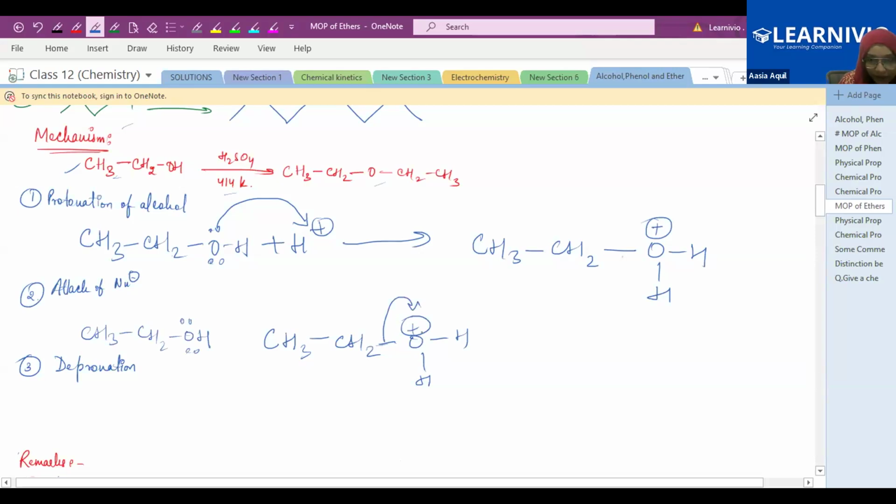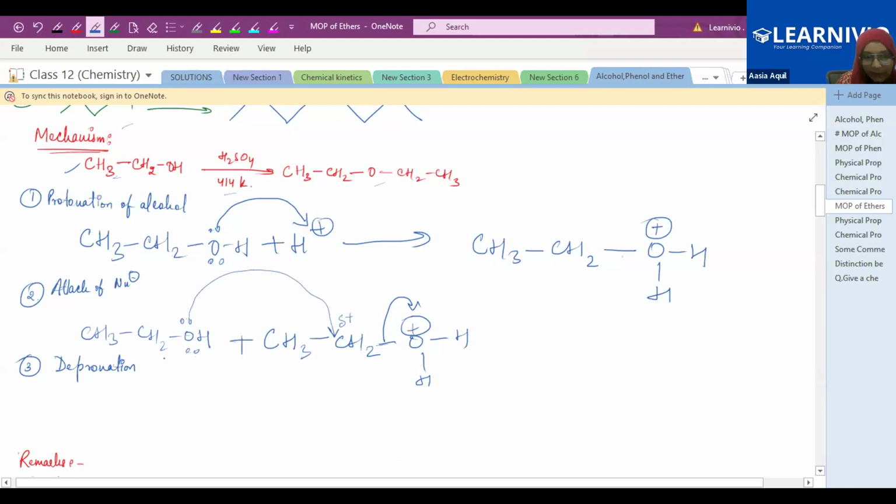And what happens when it leaves the molecule? This carbon will acquire a partial positive charge. So due to the partial positive charge, not OH, only the oxygen which has a lone pair will attack. It will act as a nucleophile. This OH group will try to act as a nucleophile and attack on this carbon.